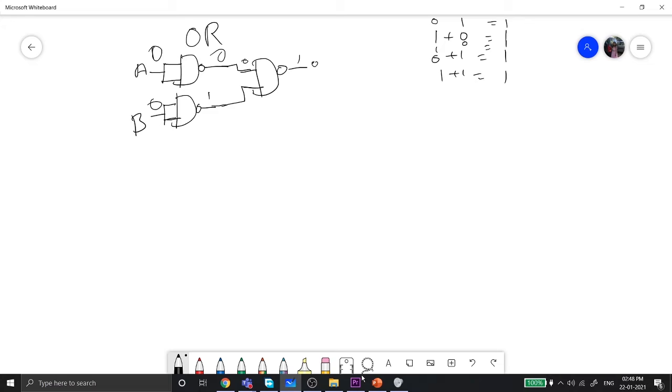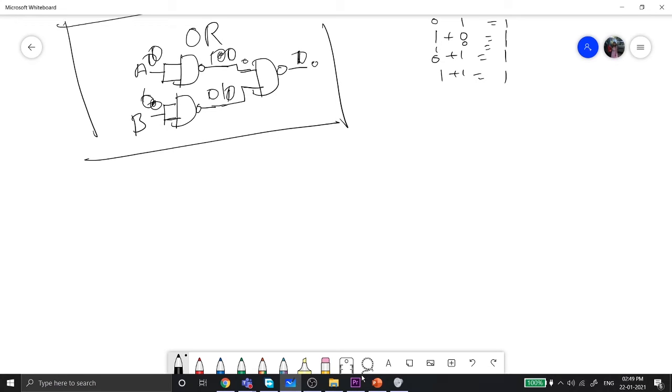If this is 0 and this is 1, we get 0 here, 1, the output is still 1. If both inputs are 1, both will be 0, 0, the output will be 1 again. But if both inputs are 0, here it will both be 1 and the output will be 0. So this follows the truth table for the OR gate.